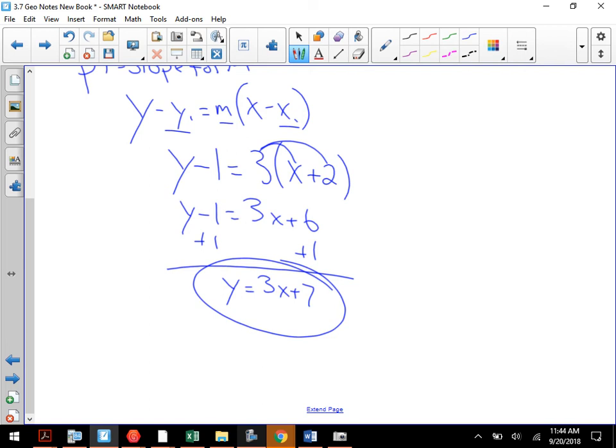So let's see, we have slope was change in y over the change in x. Slope-intercept was y equals mx plus b. Then point slope was y minus y sub 1. Okay, that's kind of what we're looking at from today. Show you another one.